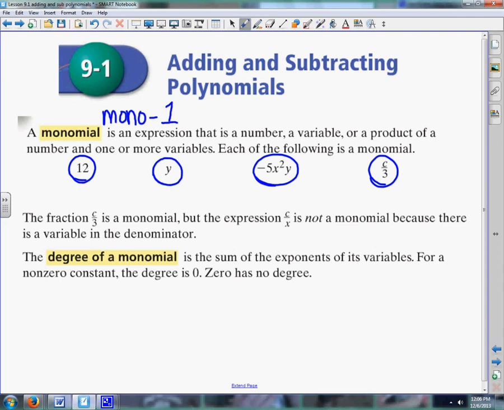0 has no degree. So if I looked at this one right here, the degree of my monomial would be 3 because I have two x's and I really have one y. They don't put the 1 there, but it's y to the first power. And so then you'd do 2 plus 1 would equal 3. You're just adding the little tiny numbers.